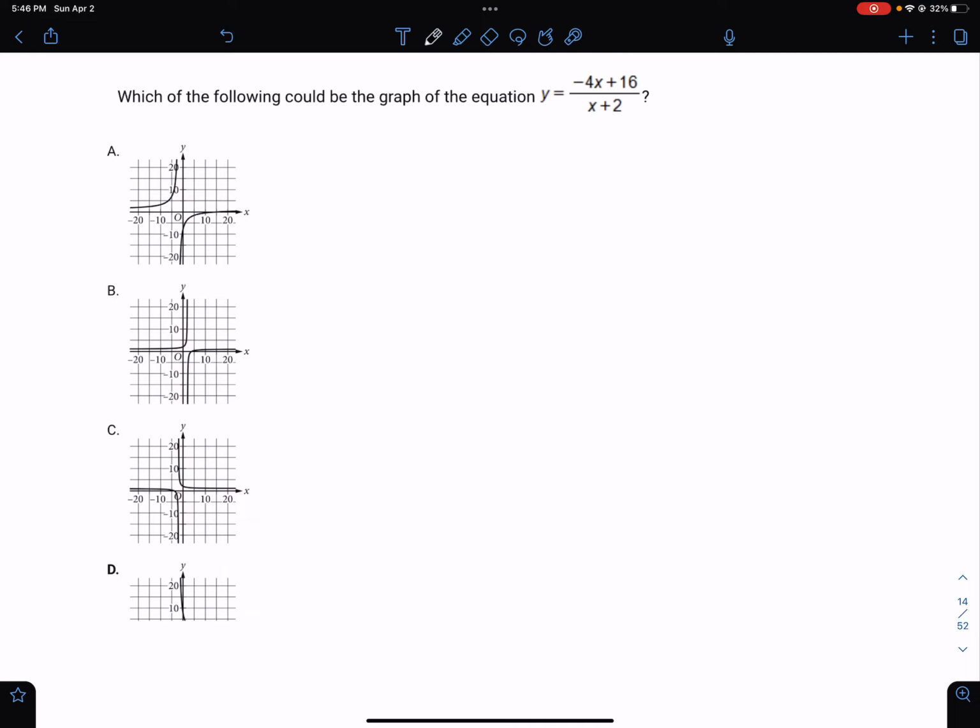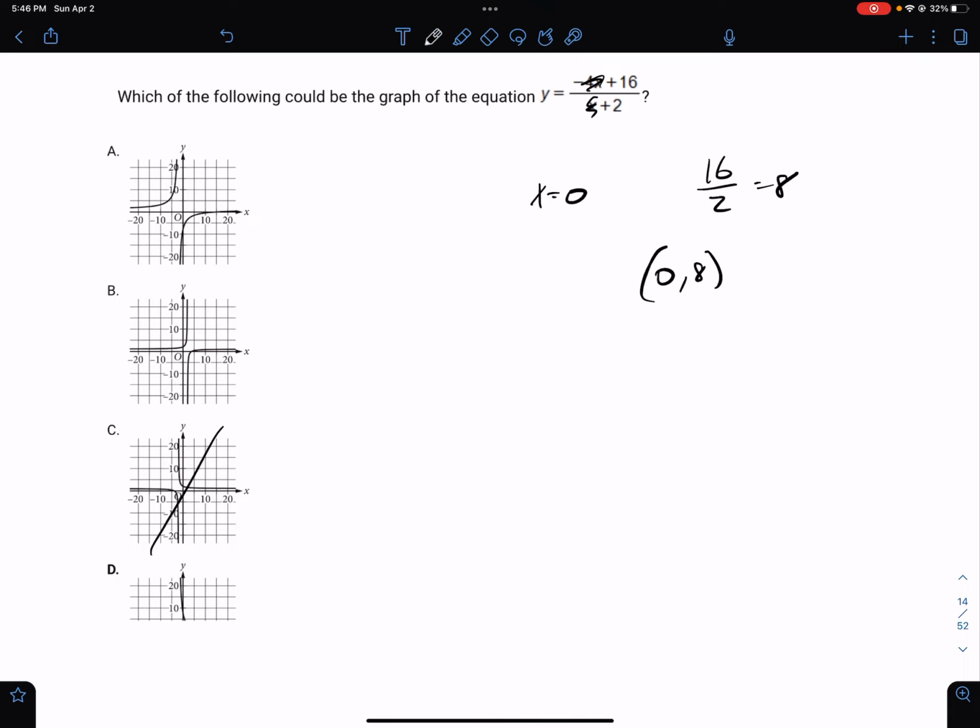What should we do here? Well, first of all, you can do a few things. Really, you can just plug in values. Really, just try plugging in x equals 0. If x equals 0, you have this and this going away. So 16 over 2 is better known as 8. You have the point 0, 8. So which one of these go through the point 0, 8?